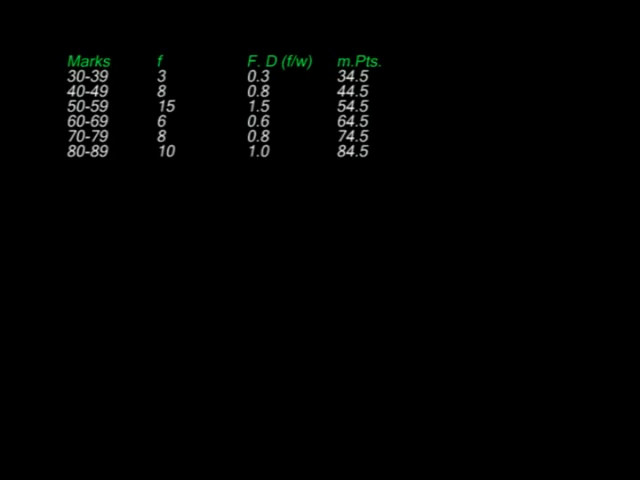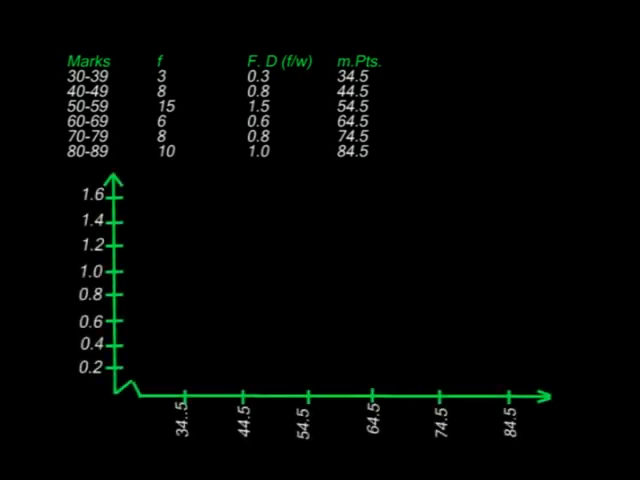So to plot that, we first draw the XY axis and label the axis. We then choose the appropriate scale. Again, this will not start from 0 because the first class is 30 to 39. So the first midpoint is at point 34.5, so it doesn't begin from 0. For the first class, the midpoint is 34.5. The corresponding frequency density is 0.3, so I mark that.